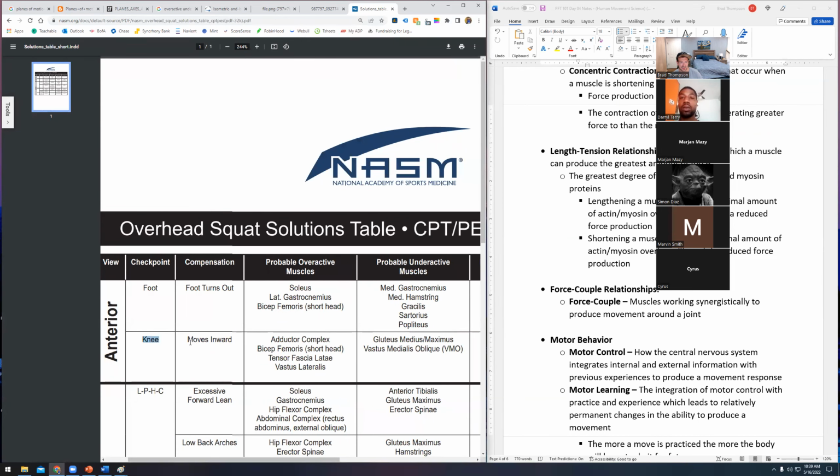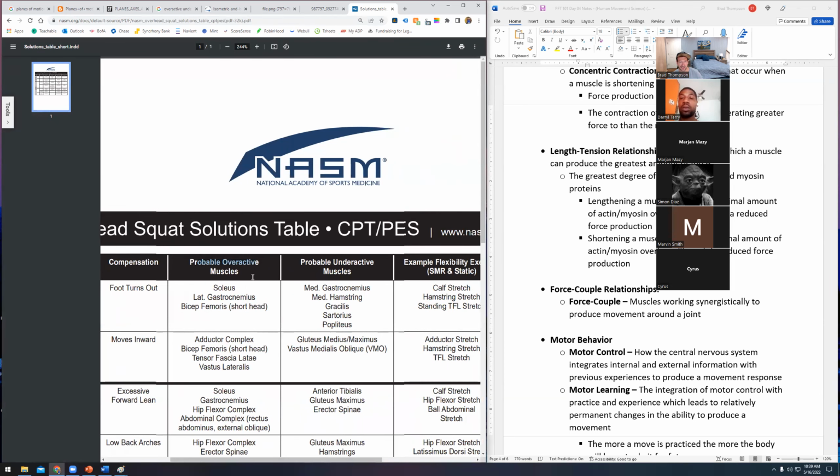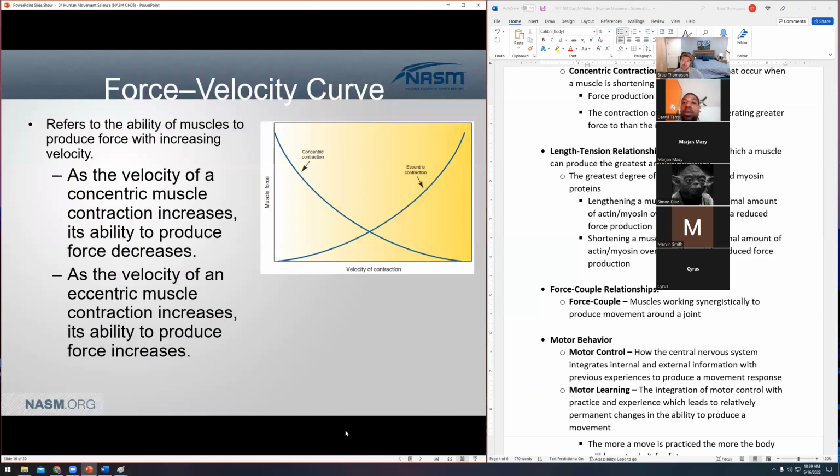Right? So knees cave in. Here's our list. Probable overactive muscles. These are all the muscles you need to stretch. And if the knees cave in, these are the muscles that are probably underactive. These are the ones that you need to strengthen. There it is. That's how we fix it. And we'll be looking at that for the rest of the mod, after we start meeting together and stuff.